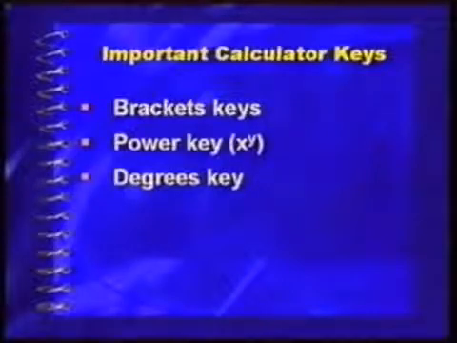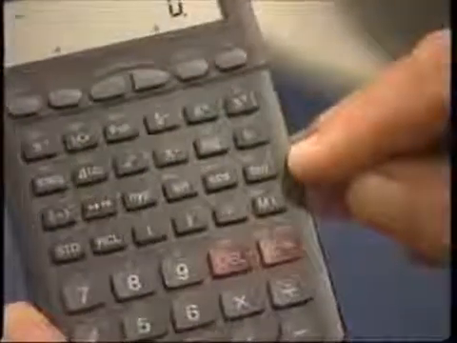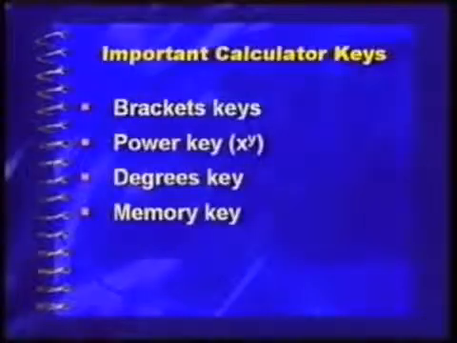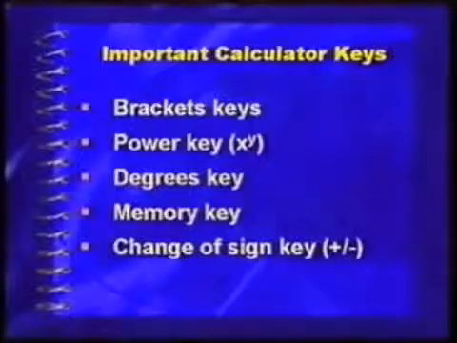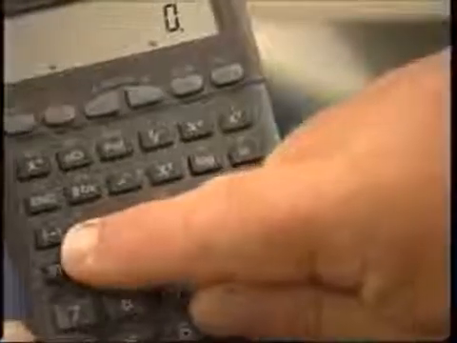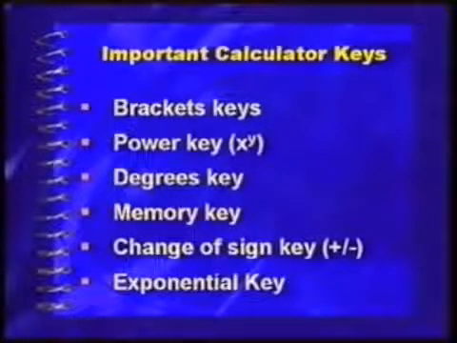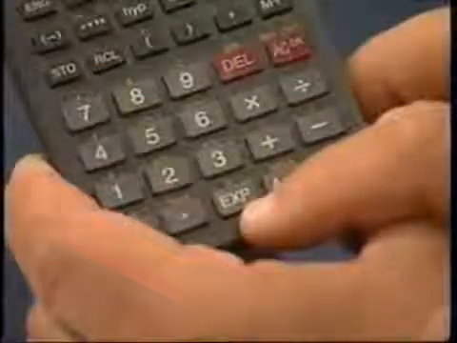Degrees, to change between degrees and radians, we need that later on, perhaps not necessarily in this subject. Then there's a memory key, M plus here, and another one is a change of sign key, very important on this calculator, that has brackets with a minus in there. And an exponential key you see here at the bottom. Thus, you need a good quality scientific calculator.